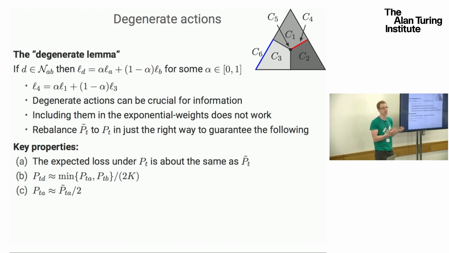And then you could just estimate its losses and just throw it into the exponential weights and hope everything works. And that doesn't work. That actually has too much variance. And so the annoying thing you have to do is rebalance this stationary distribution. So you do everything as normal, but then you rebalance the stationary distribution towards the degenerate actions just a little bit. You give them just enough mass that your variance isn't too bad, but not enough that your regret becomes really high.